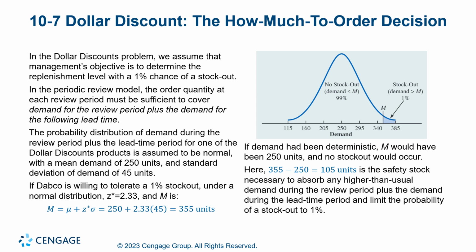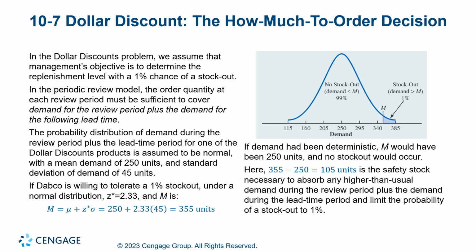So here you can see that if we have a replenishment level M with a 1% chance that the demand will exceed the replenishment level, it is given by somewhere here. To get this figure, M is equal to mu, which is 250, plus the Z value for 1%, corresponding to 0.99 here, which is 2.33, multiplied by sigma of 45. Here we have M equal to 355 units.